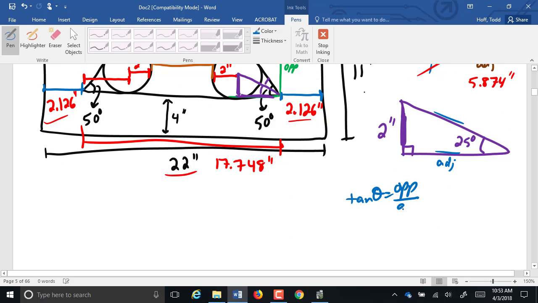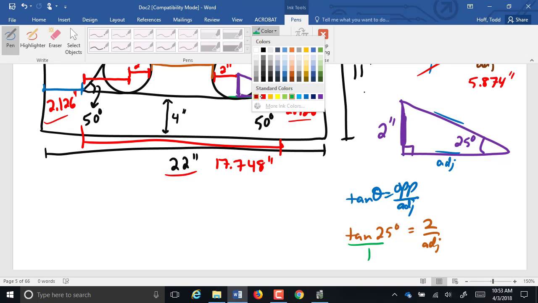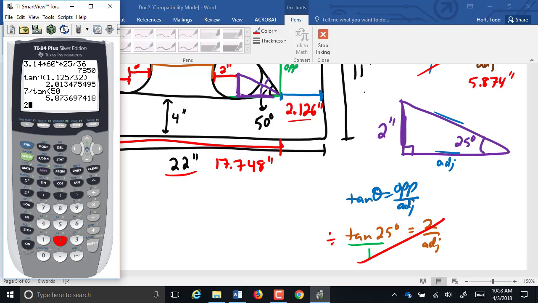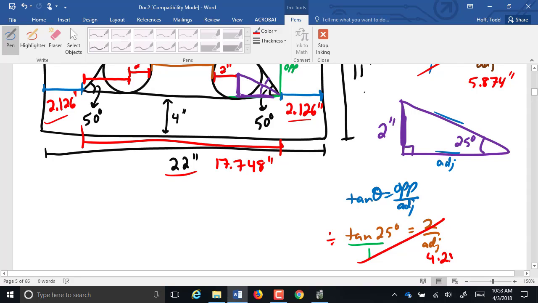Tangent theta, opposite over adjacent. This time we know the angle, 25 degrees. Opposite side is 2, we are looking for the adjacent. Put this over 1 and we will cross multiply and divide. 1 times 2 is 2, divided by tangent of 25. We have 4.289. So that's 4.289 inches.